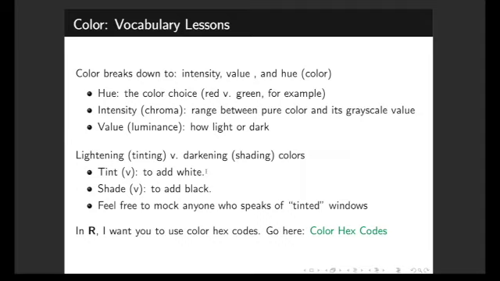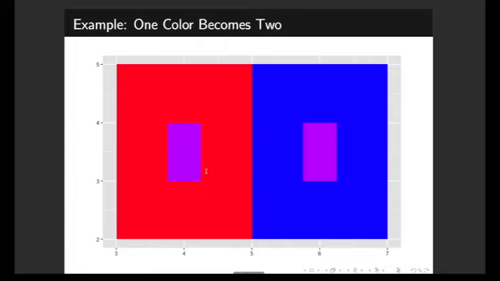And again, tinting means to add white. Shading means to add black. And feel free to mock anybody who ever speaks of tinted windows, unless in fact the car or truck or whatever it is they have actually has white windows. In R, we're going to use hex codes, but RGB, red, green, blue, notation is also going to be used.